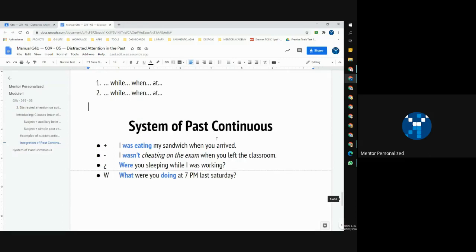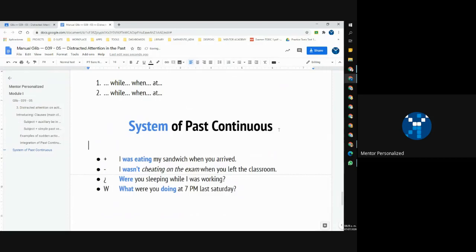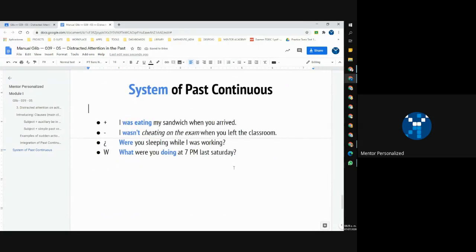So now we will continue with the system of past continuous. Remember that the system is the practice of the four polarities. What are the four polarities of sentences? Gabi, what are the four polarities of sentences? Affirmative, negative, question word, yes/no direct question and specific question. Very good. Can you please read the examples here? I was eating my sandwich when you arrived.